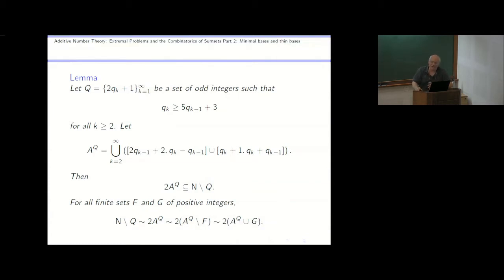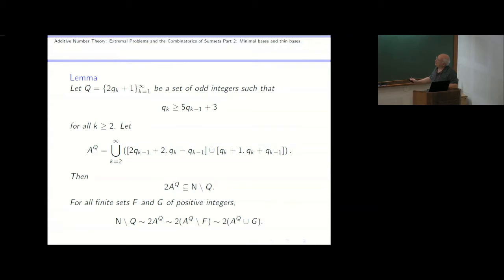Take a set Q of odd integers of the form 2q_k plus 1. And they grow exponentially fast. So q_k is at least 5 times the preceding number, q_{k-1} plus 3. And then I look at this set. So these square brackets mean the interval of integers. Every integer from here to here, together with every integer from here to here.